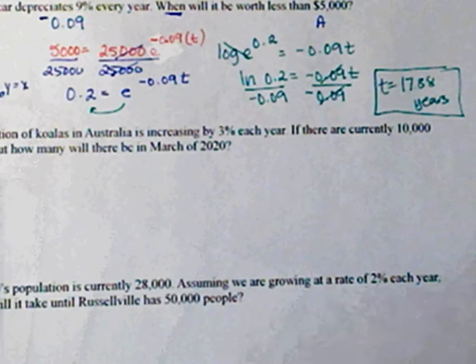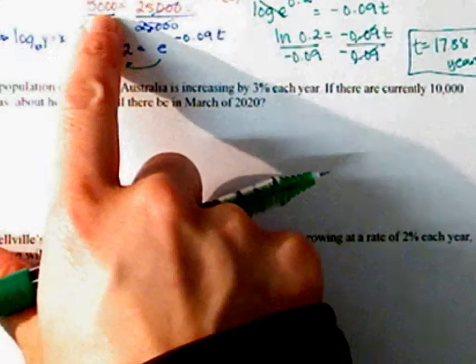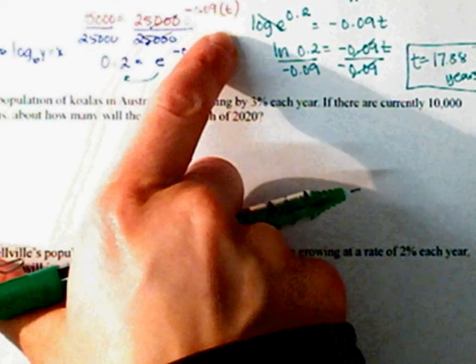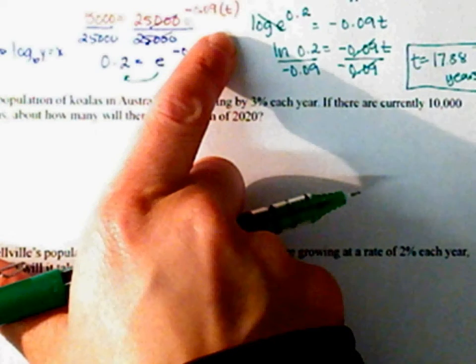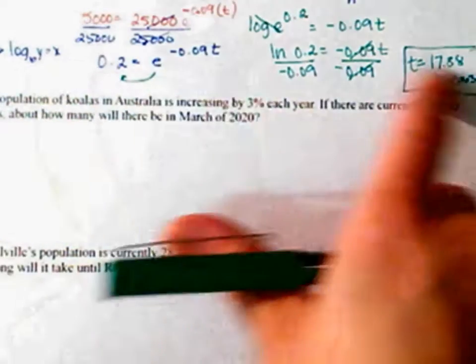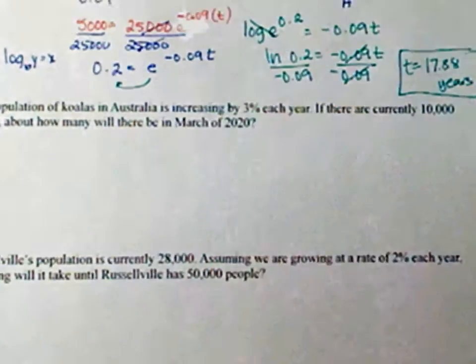Okay? Number 24. Now, if you had done it the other way, you would plug this one into Y1, this one into Y2, and you can go find your intersection. That will be fine. Just make sure your window's correct. But now that you know how to do this, I would do it this way instead.